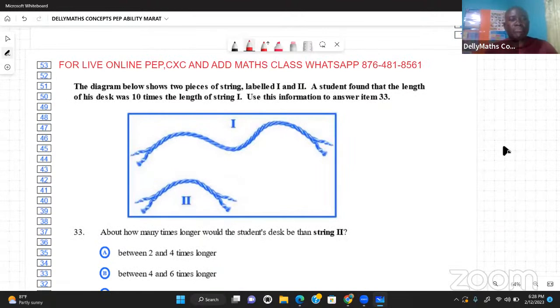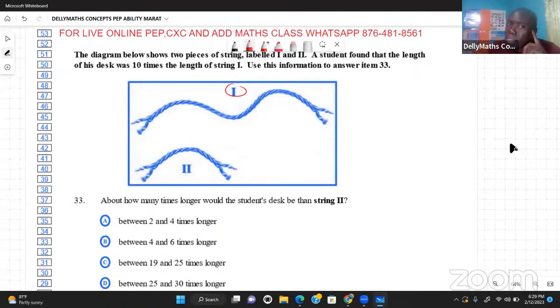The diagram below shows 2 pieces of string. They're labeled 1 and 2, right? A student found that the length of his desk was 10 times as long as number 1. Use this information to answer question 33. 10 times as long. So we have to think about that.